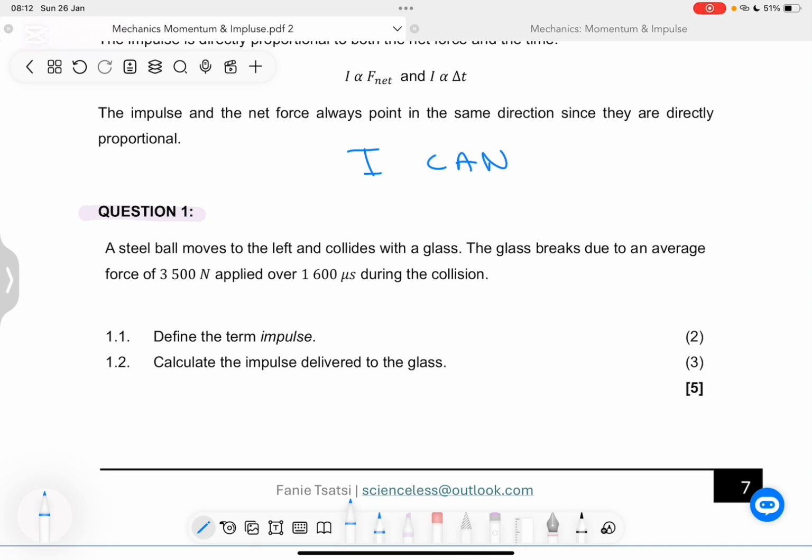A steel ball moves to the left and collides with a glass. The glass breaks due to an average force of 3,500 newtons applied over 1,600 microseconds during the collision.